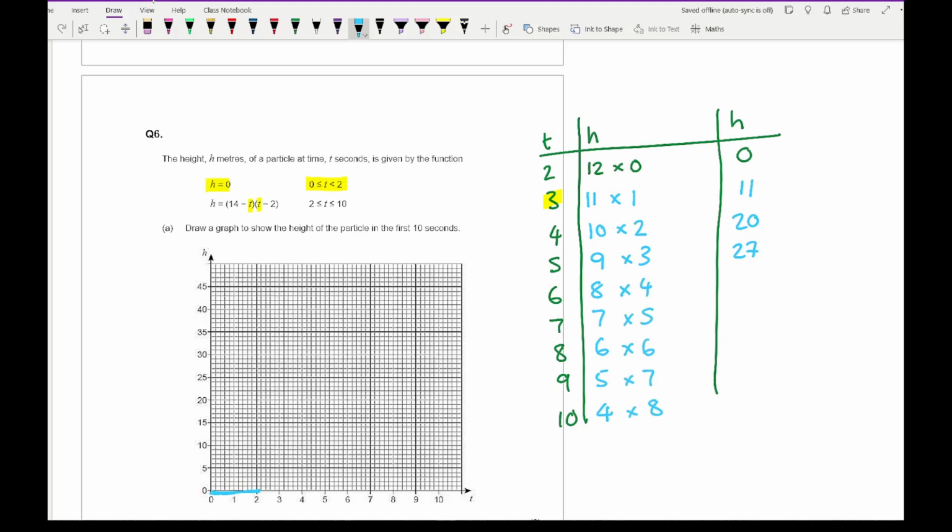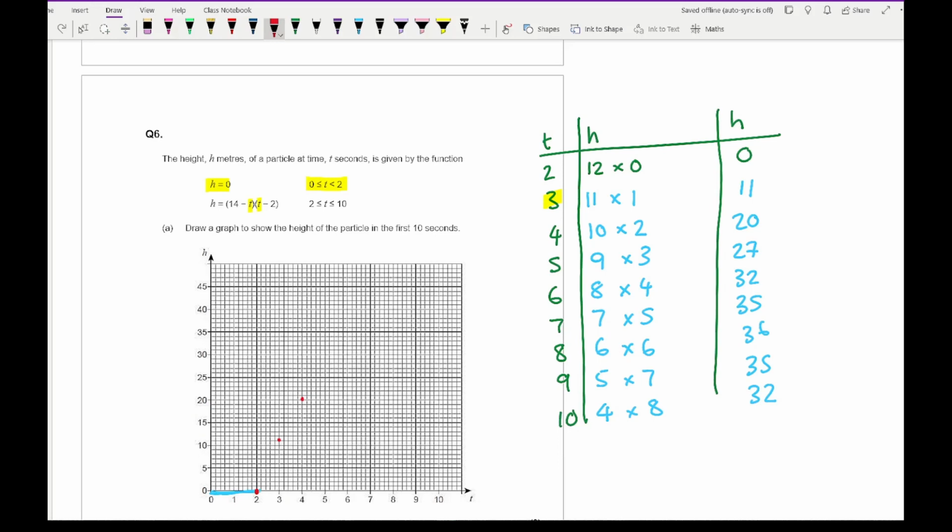And then just working it out, so I've got 32, 35, 36, 35, and 32. And then from this, what I then need to do is plot these coordinates. So 2, 0 is there. At 3, it's 11, which is there. Then 4, 20, which is there.